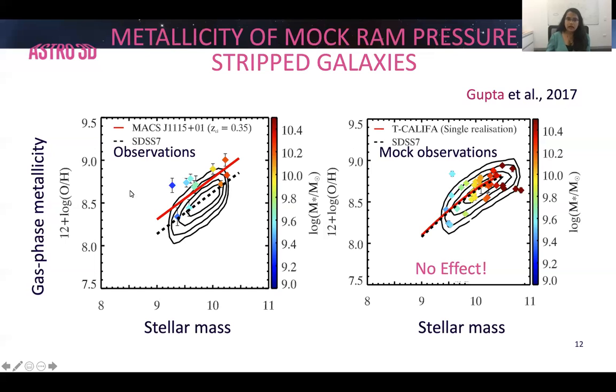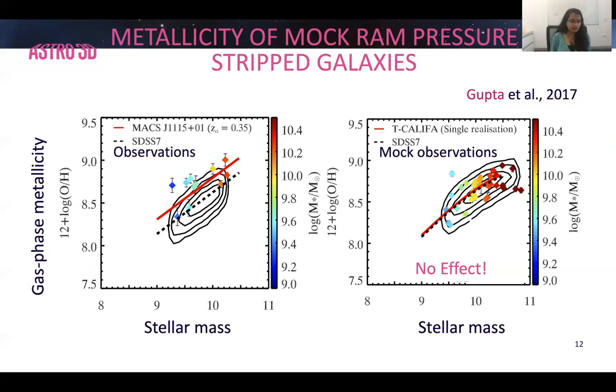So this 0.2 dex increase in the metallicity that we got for our data is actually real. So at intermediate redshift, there is an enhancement in the metallicities of the galaxies which live in dense environments. Then the follow-up question is, what are the physical mechanisms that could be responsible for this?